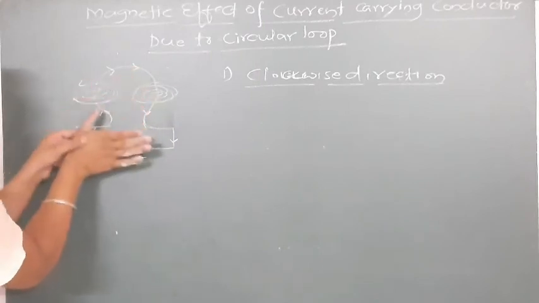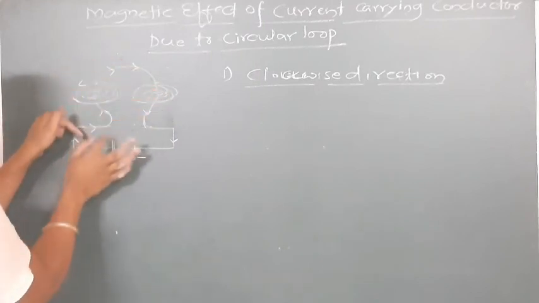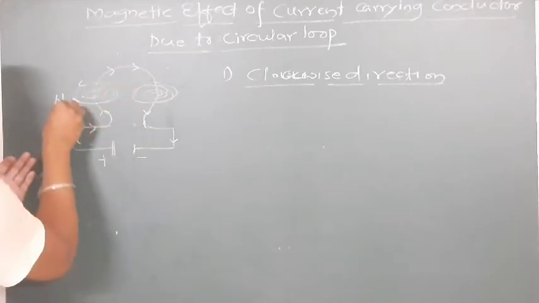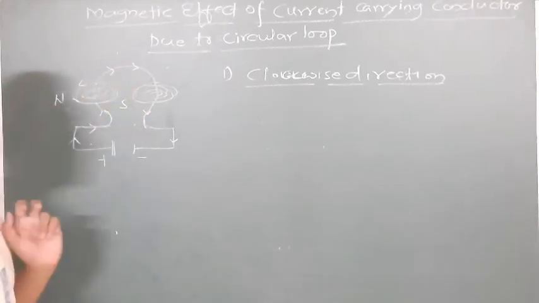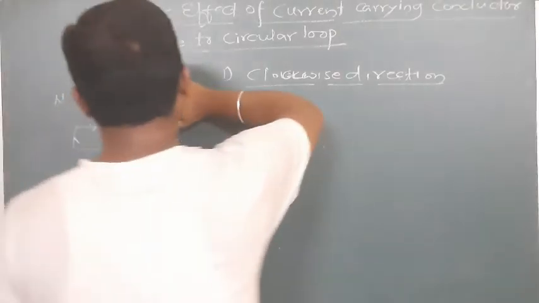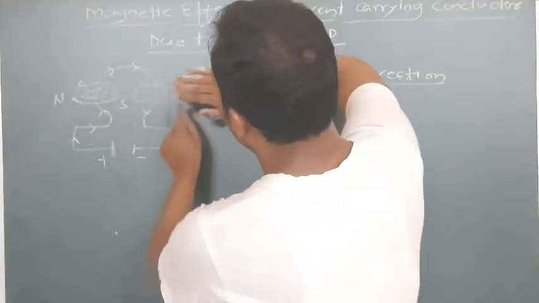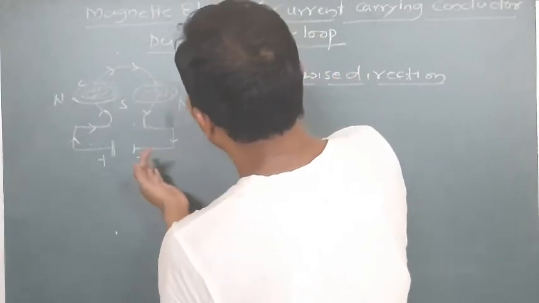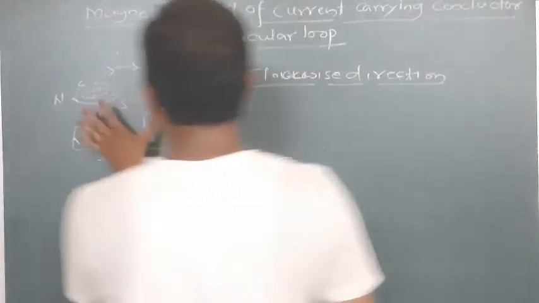Now we know this current is moving upside, from bottom to top. The wrapped fingers are going inside. That means we can say this is north, and this is south. Here we can apply the thumb rule again. From outside, going inside, so that means it is the north pole, and this is the south pole.